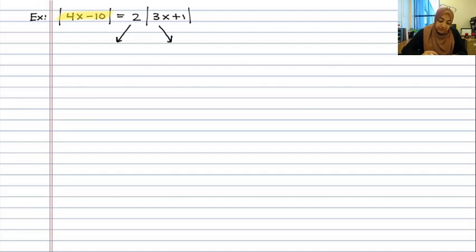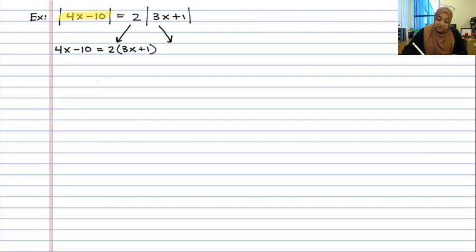When I split into my 2 equations, I'm going to drop the absolute value bars on the left and leave the one on the right to be positive, but I'm going to replace it with parentheses because the whole thing was inside the absolute value bars.